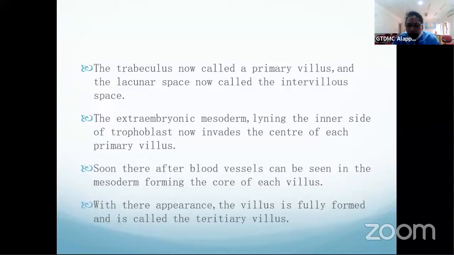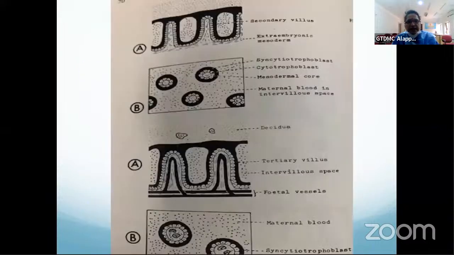So in the primary villi, only the cytotrophoblast enters into the trabeculus. Then comes the extraembryonic mesoderm. Then come the blood vessels. That is called the tertiary villus. Here you can see the primary villus: the trabeculus and the layer of trophoblast, that is cytotrophoblast, entering into the syncytium. Then you can see the extraembryonic mesoderm entering, and then the blood vessels. So you can see all three in this. Can you imagine that? Just go through the figure and you will get it.